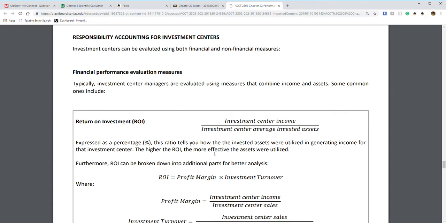The formula is investment center income divided by investment center average invested assets. And to get the average invested assets, take your beginning assets minus your ending asset amount and divide by 2. Very easy, very quick.